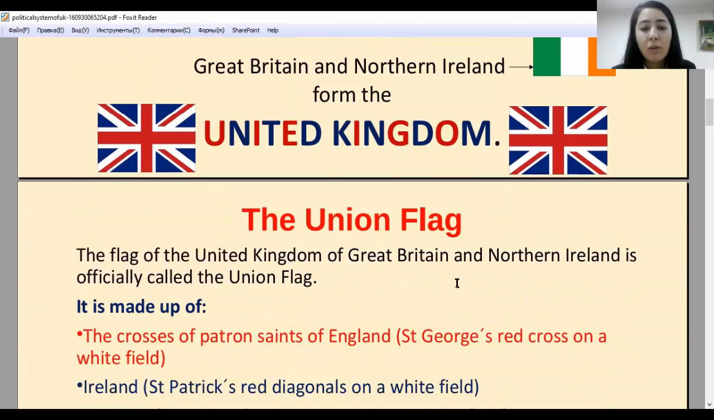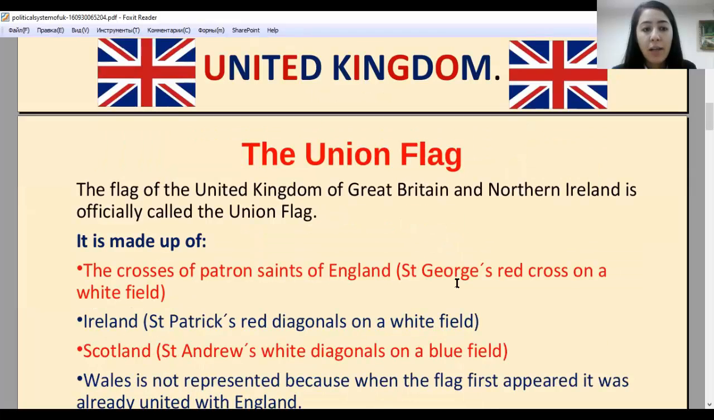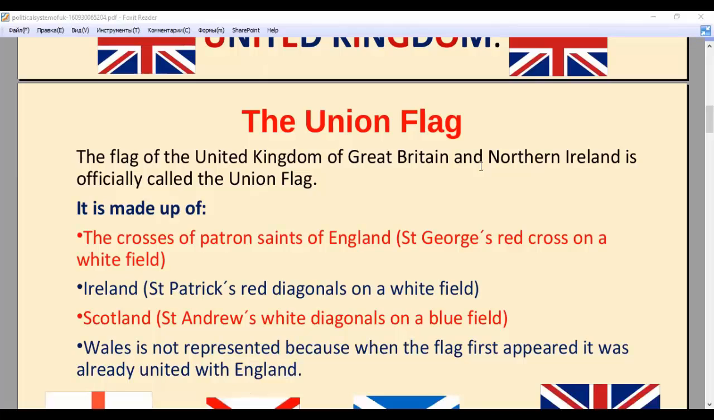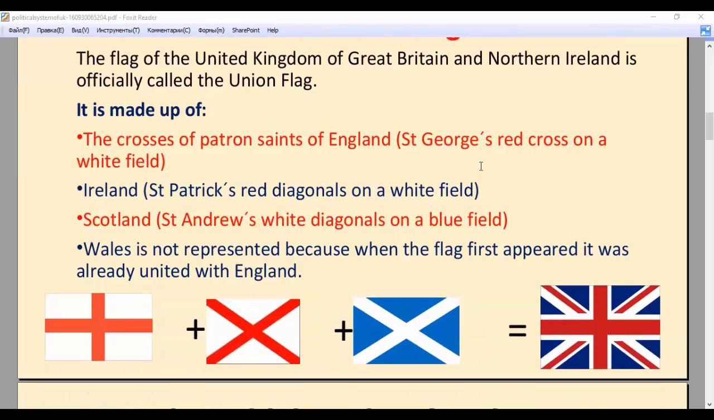They have their own flags, and the Union flag, the flag of the United Kingdom of Great Britain and Northern Ireland, is officially called the Union Jack. Now let's talk about it one by one. It is made of the crosses of the patron saints: England's Saint George's red cross on a white field. Ireland has Saint Patrick's red diagonal on a white field. From Scotland, it is Saint Andrew's white diagonal on a blue field. Wales is not represented because when the flag first appeared, it was already united with England. So you see three crosses, taken from England, Ireland, and Scotland, which together make the Union Jack.